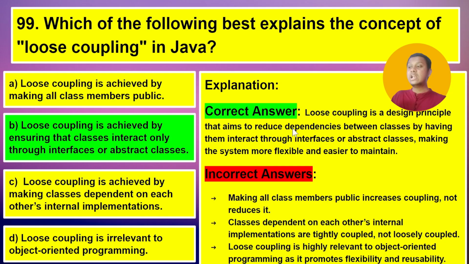As you can see, loose coupling is a design principle that aims to reduce dependencies between classes by having them interact through interfaces or abstract classes, which makes the system more flexible and easier to maintain. And other options are incorrect because making all classes public increases coupling, not reduces it. Classes dependent on each other's internal implementations are tightly coupled, not loosely coupled. Loose coupling is highly relevant to object-oriented programming as it promotes flexibility and reusability.